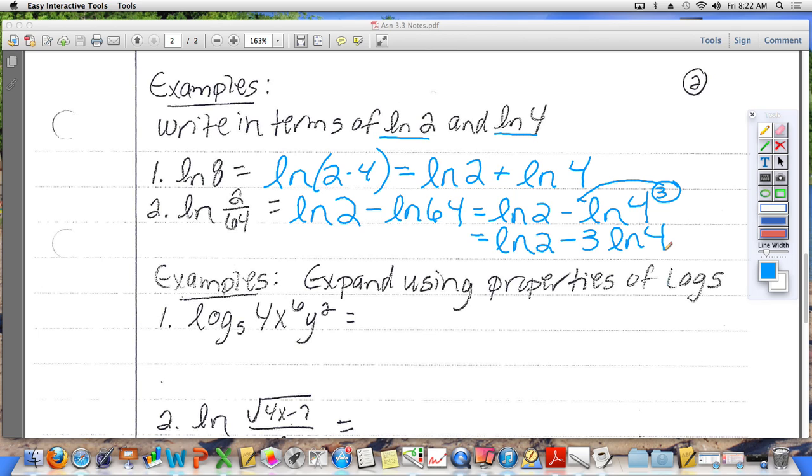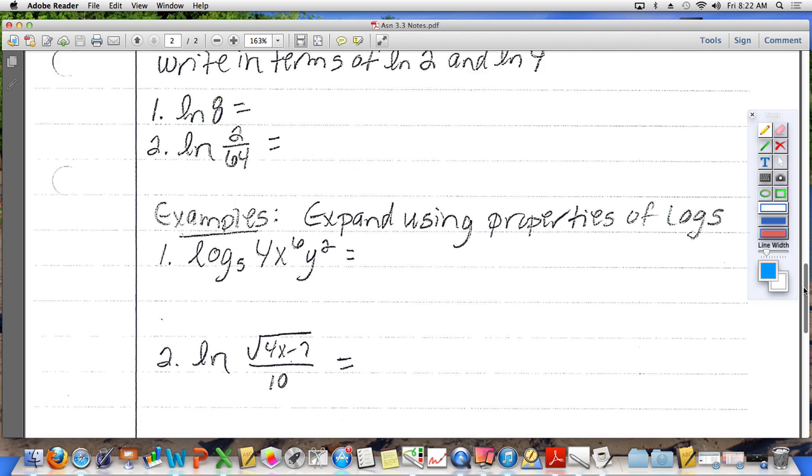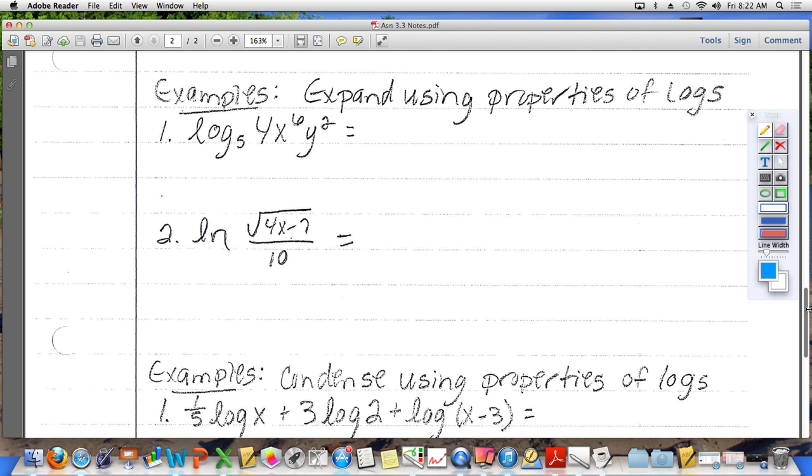Some more examples here of just moving things around, switching them around, using all the properties that we just talked about above. Are you guys okay with this? First thing that we're going to do is change log base 5 of 4x to the 6th power y squared using our properties of logarithms. So, log base 5 of 4 times x to the 6th power times y squared.